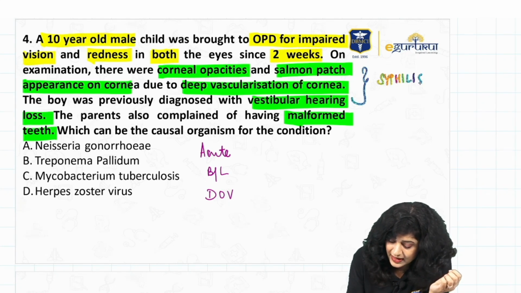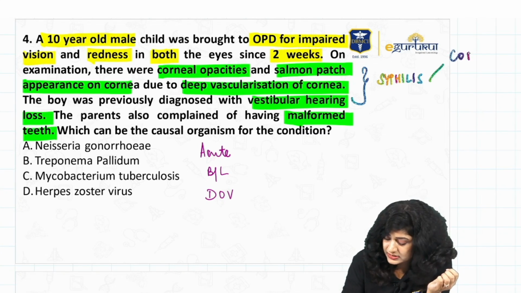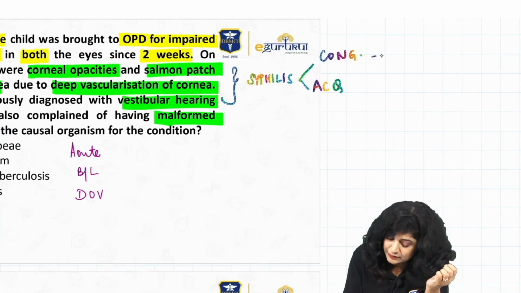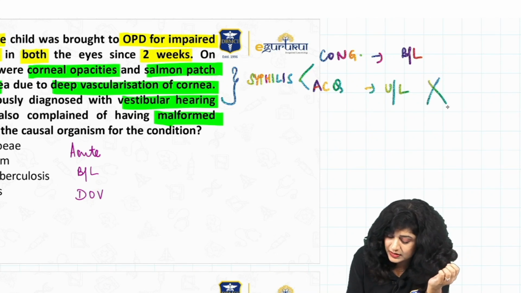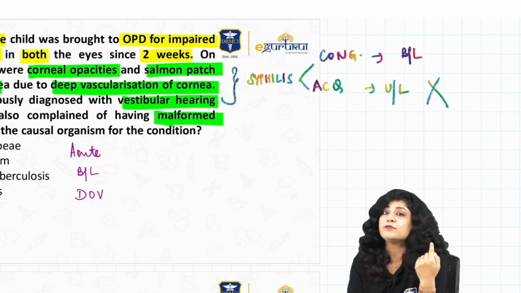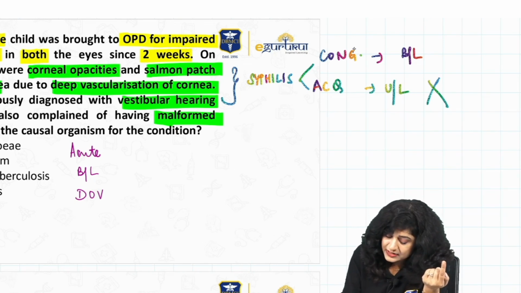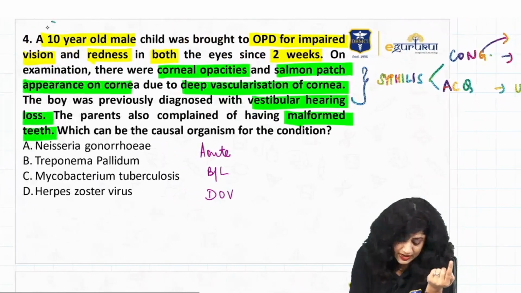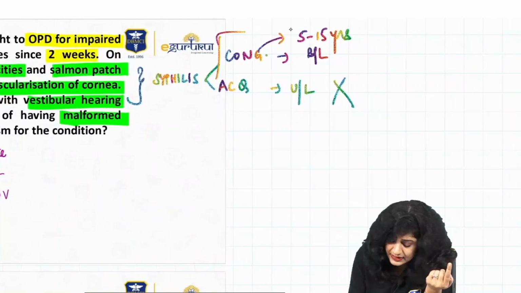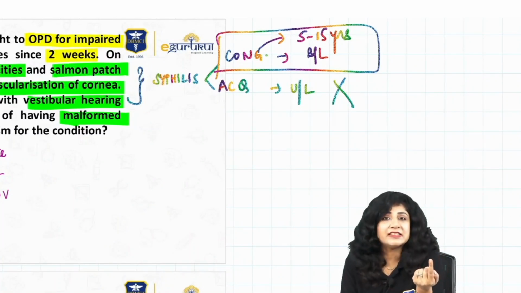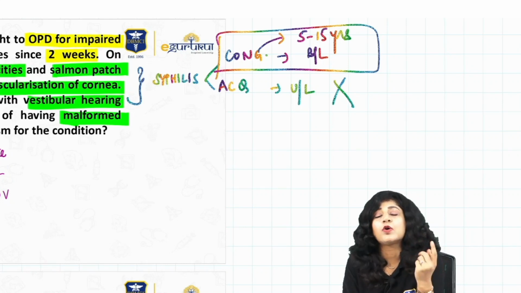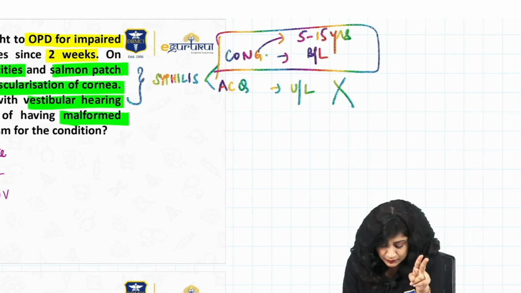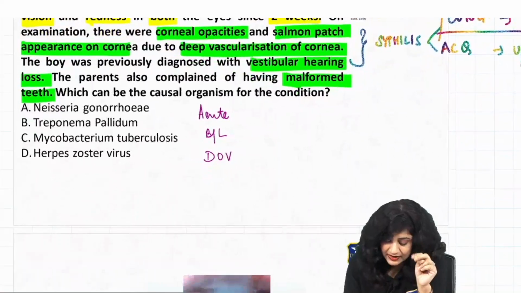And we can have 2 kinds of syphilis. We can have congenital syphilis and we can have acquired syphilis. But congenital syphilis is mostly bilateral, acquired is usually unilateral. So we are not thinking about acquired syphilis. Moreover, if you look at the age group, congenital is more common between 5 to 15 years of age. The age of this child is 10 years. So basically I am thinking about congenital syphilis, along with the bilateral involvement, age group between 5 to 15 years, and we are having a Salmon Patch.